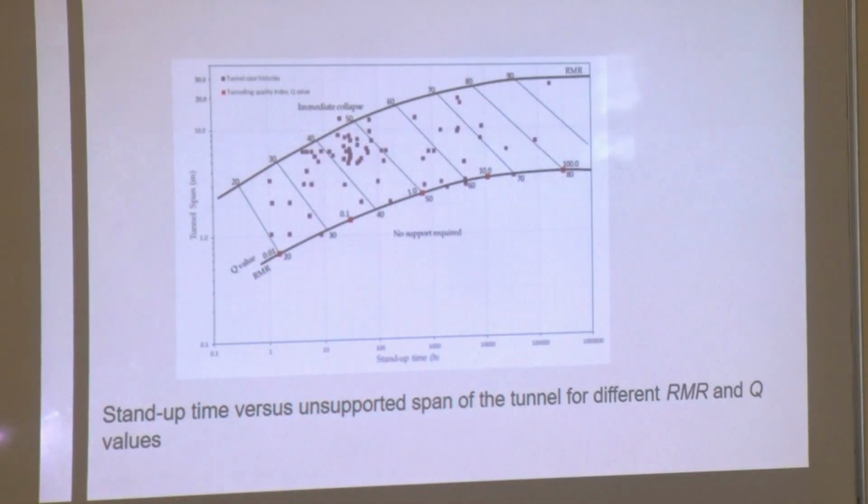The RMR and Q system have matched well for predicting the startup time, and that helps engineers a lot to design different categories of support system, because with that amount of time you are in a position to support your unsafe zone.